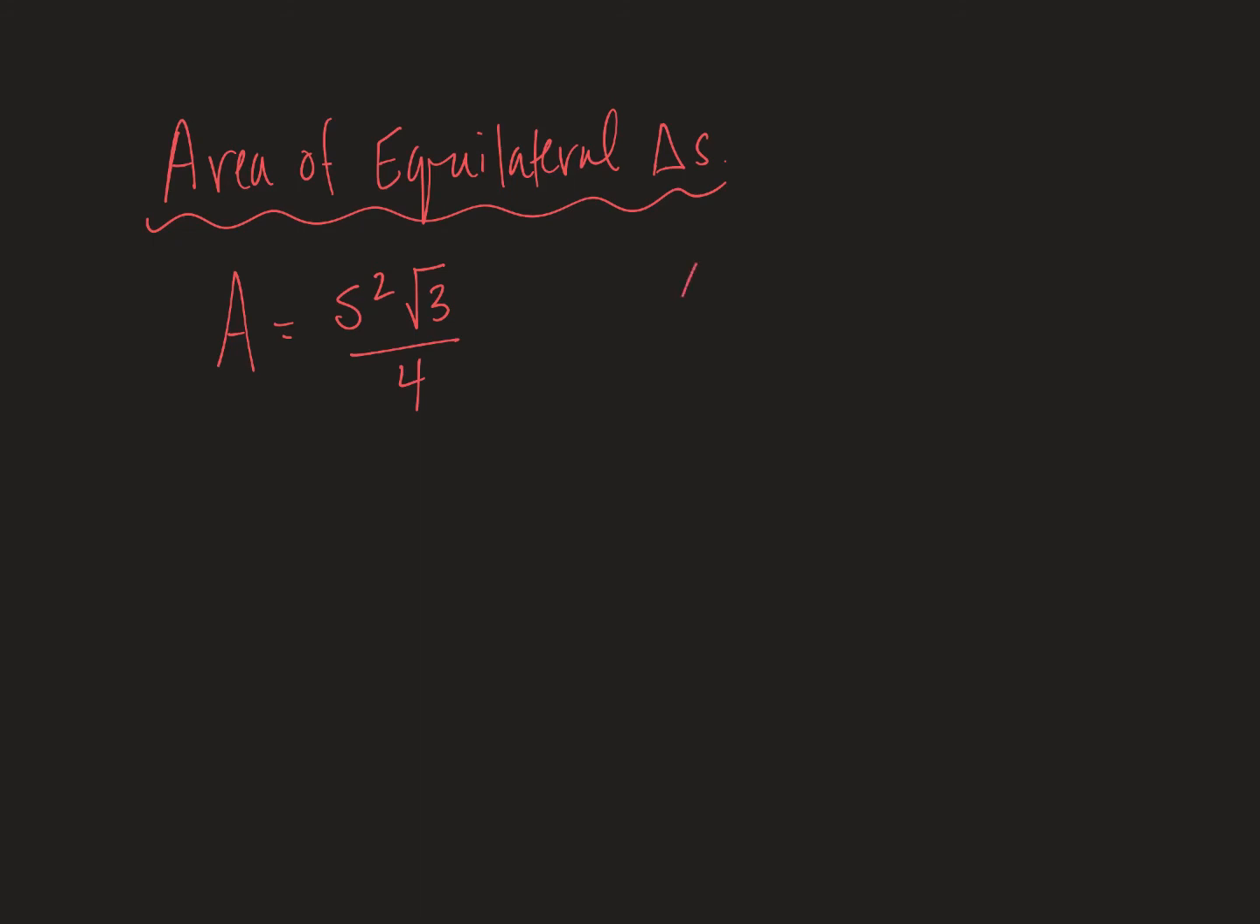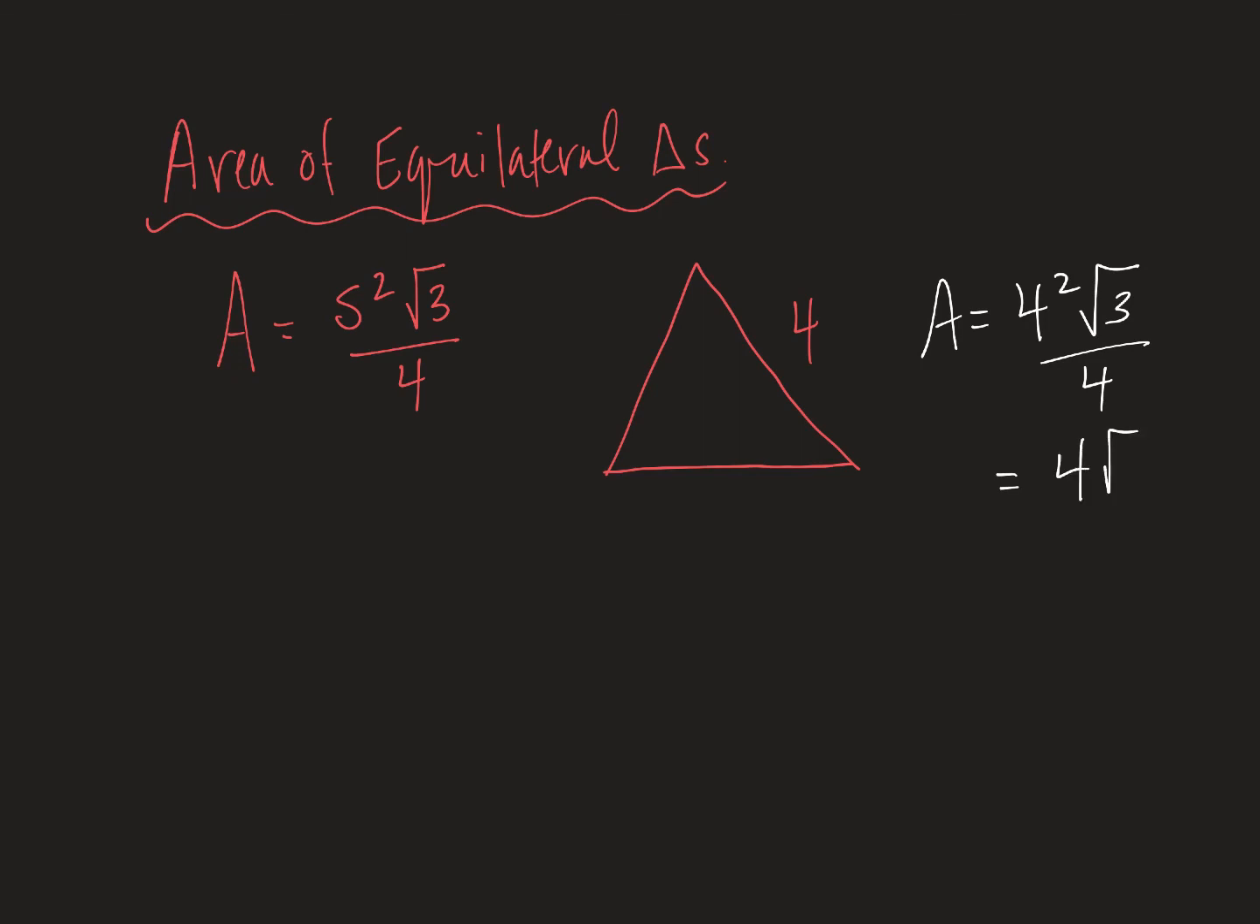So if we have an equilateral triangle, we don't have to find apothems or perimeters or anything like that. If we know the side length is 4, then all we do is plug that in. So we would say that the area would be 4 squared radical 3 over 4. So 4 squared is 16, and 16 divided by 4 would make it 4 radical 3. And then if I needed to find that in a decimal, I would type that into my calculator, and I would say it's approximately 6.9. So that's a pretty easy formula to use.